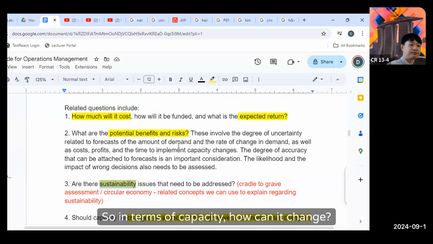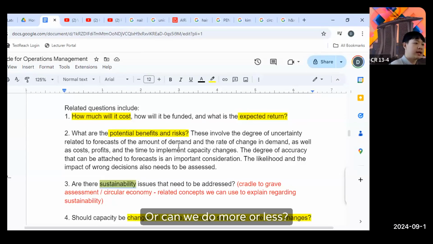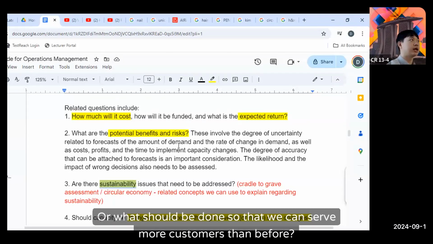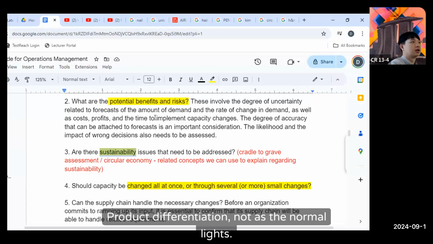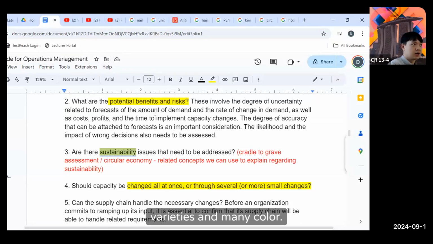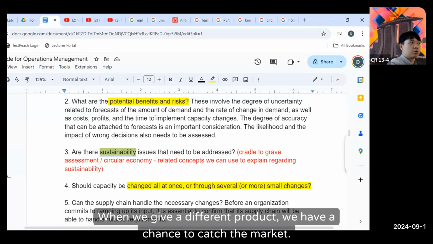So in terms of capacity, how can it change? Are we able to deliver more, deliver less, or can we do more or less business than before? Or what should be done so that we can serve more customers than before? Meaning? Product differentiation, not as the normal lights. Many varieties and many colors. Differentiations in the lights, so that long duration, so that people will come buy from you. When we give a different product, we have a chance to catch the market.